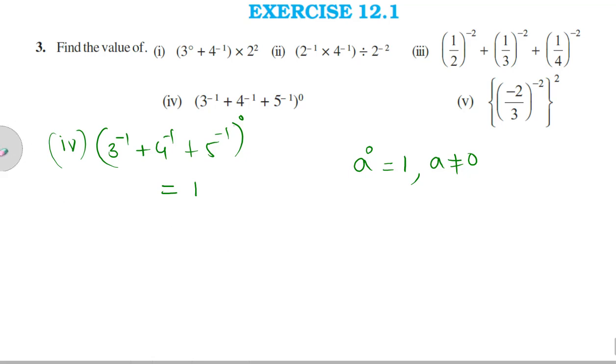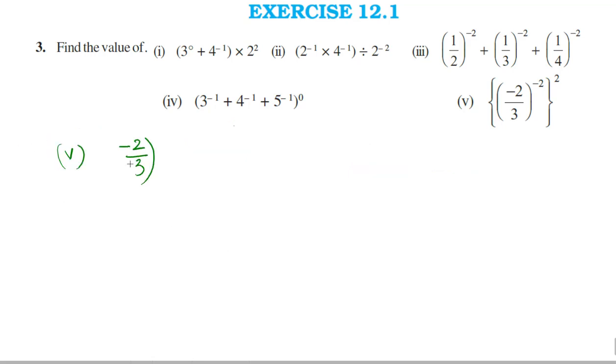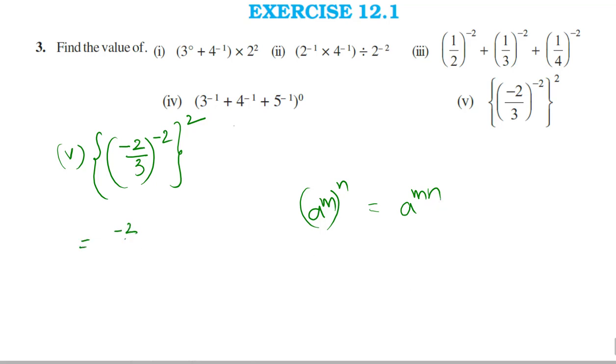Now let us go to the fifth problem. Negative 2 by 3 whole to the power of negative 2, whole square. We can use the identity a to the power of m whole to the power of n equals a to the power of mn. So this is equal to negative 2 by 3 whole to the power of minus 2 whole square, so we can multiply these two, minus 2 into 2. So that is equal to minus 2 by 3 whole to the power of minus 2 times 2, which is 4.